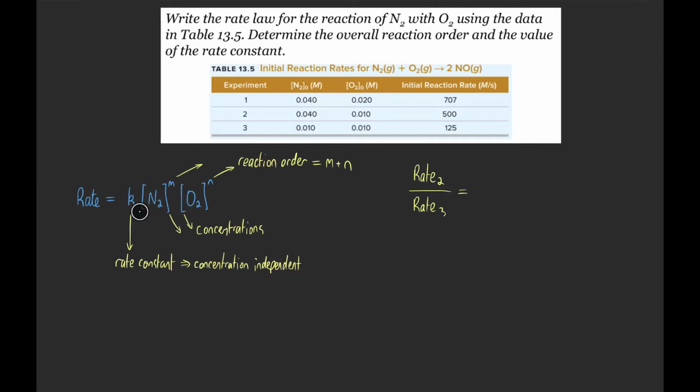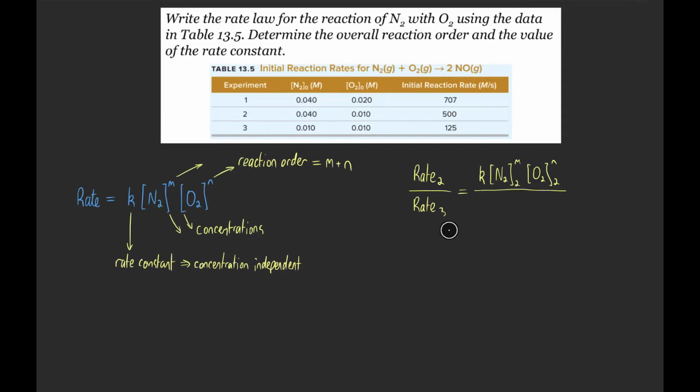We're going to be using our generic rate law that we've written down here. And so for experiment number 2, we have K. Now remember, K is independent of concentration, so for all of these experiments, K is going to be the same. Then we have the concentration of N2 in experiment number 2 raised to the power of M multiplied by the concentration of O2 in experiment 2 raised to the power of N.